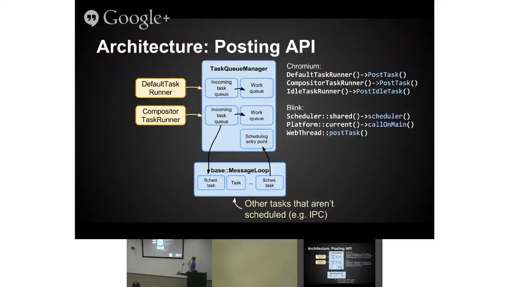And here I'm just showing the different APIs you have for putting stuff into the queue. On the Chromium side, you can get all the different task runners. In Blink, there's a scheduler class that you can use to post tasks, and also the default post task APIs have been rerouted to go to the task queue manager.